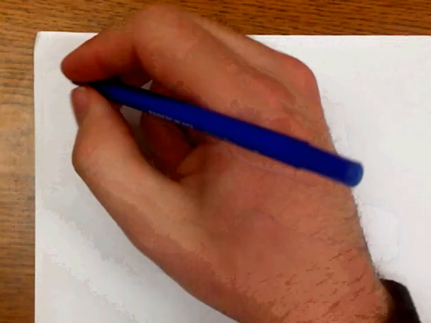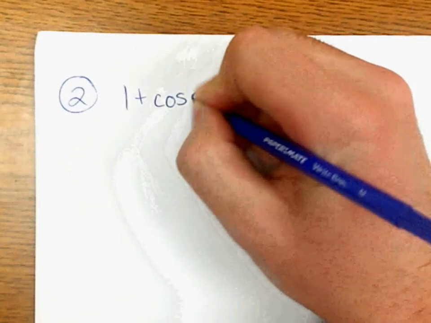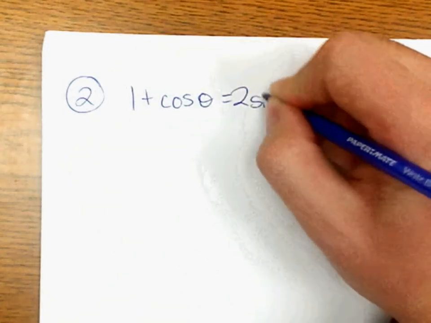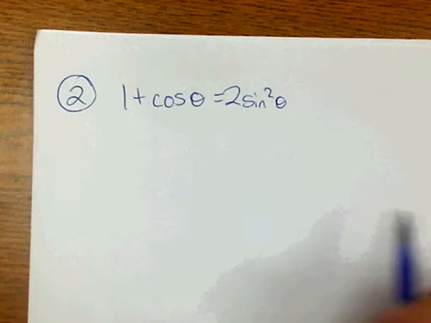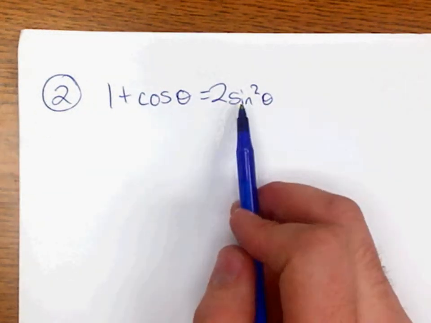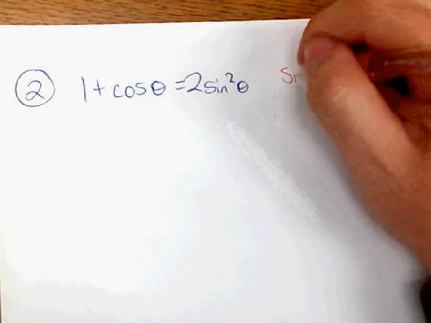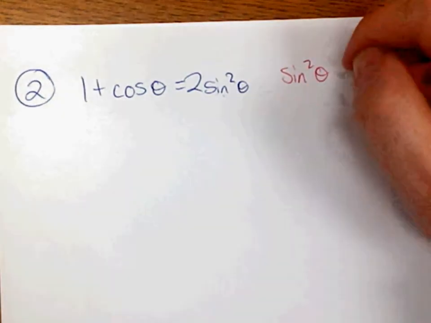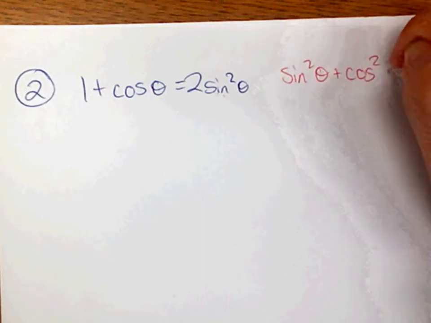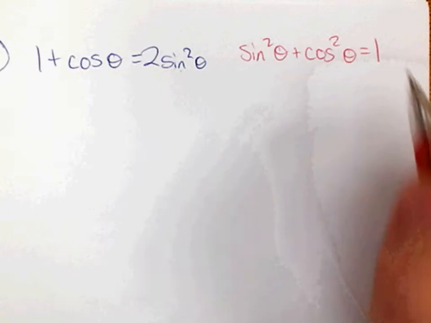Let's look at another substitution example. 1 plus cosine theta equals 2 sine squared theta. Well, I've got a square right here. That tells me I want to use a Pythagorean identity. I want to turn sine into cosine. And we only know one identity that deals with sine squared and cosine. It's the first Pythagorean identity we learned. Sine squared theta plus cosine squared theta equals 1.